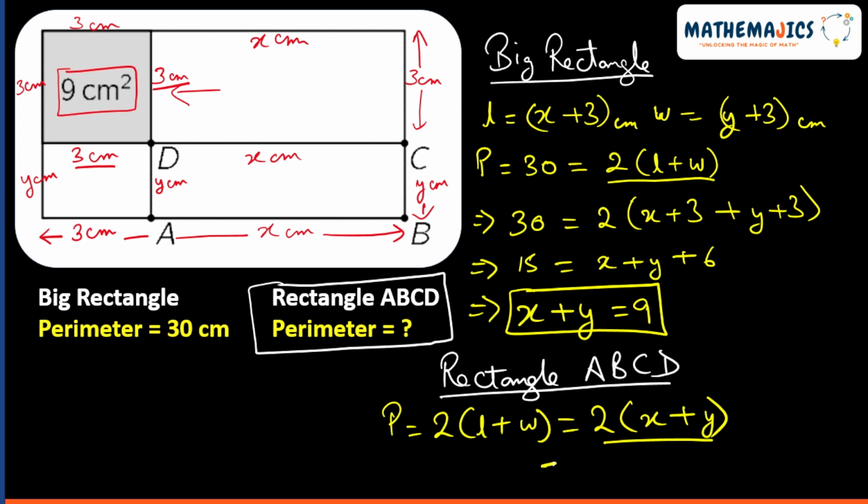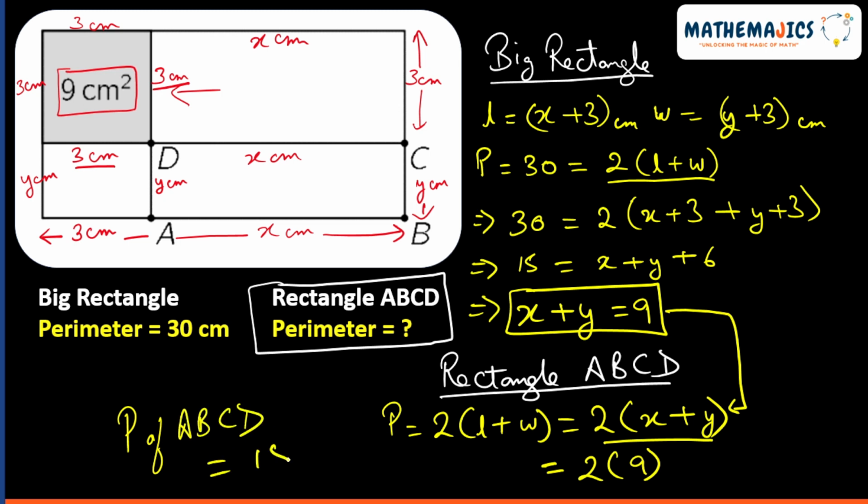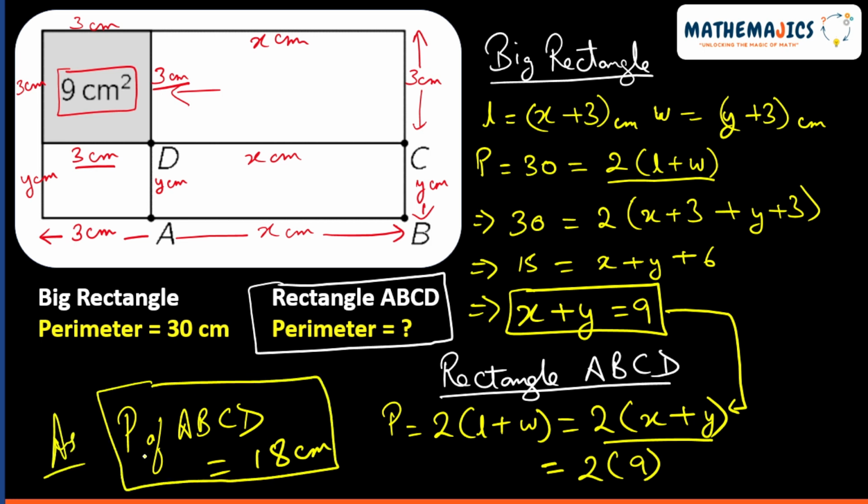Okay, what is the value of x plus y? The value of x plus y is 9. I will use this value here. Yes, that means twice of 9. So, our final answer is: perimeter of rectangle ABCD will be 18 centimeter. Yes, so this will be our final answer. Perimeter of rectangle ABCD will be 18 centimeter.